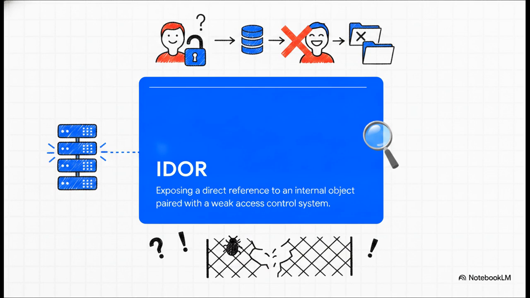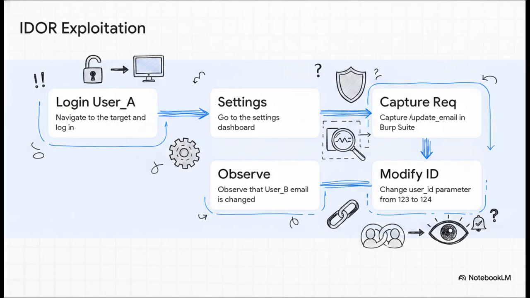Now, just to make sure we're all completely on the same page here, an IDOR, or Insecure Direct Object Reference, happens when a web app exposes a direct reference to an internal object, like a file or database ID, and pairs that with a weak access control system. So essentially, the server just completely fails to check if the user making the request actually owns the resource they're asking for. So how exactly do we write this up?